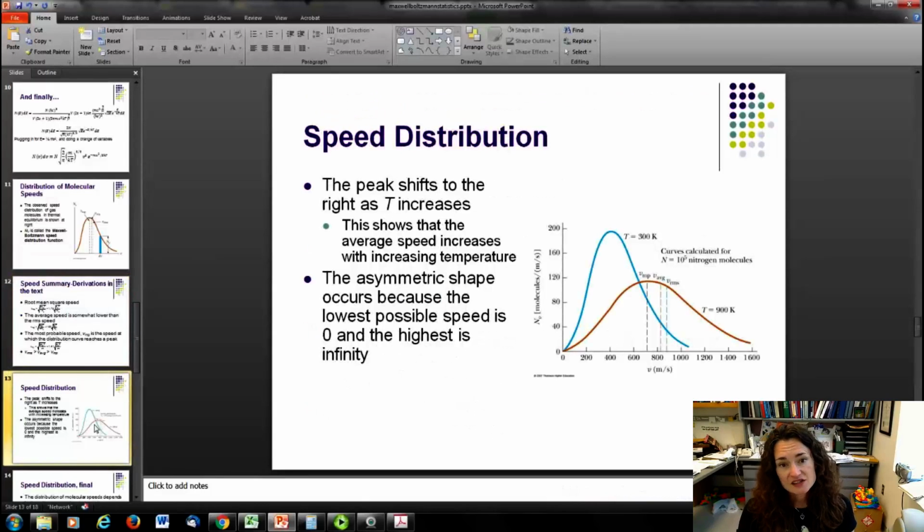Now, as you increase the temperature, that's going to change the shape of your distribution function. It's going to pull it to the right. That's pictured here. You can see the curve for a particular gas, nitrogen in this case, at 300 Kelvin, and then what that same curve looks like at 900 Kelvin. So the peak shifts to the right.